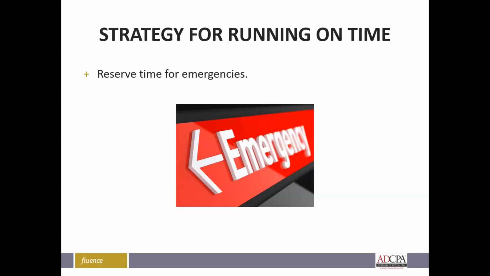The other part of reserving time for emergencies and staying on time is time management during the appointment. So many times emergency patients will show up not only with an acute need, but with a laundry list of issues. So keeping to their chief complaint and rescheduling that patient when you can address those other issues is critical to help you be able to run on time.